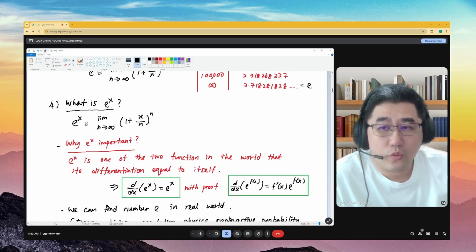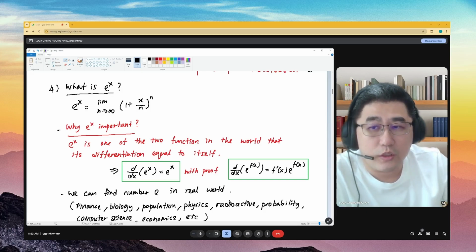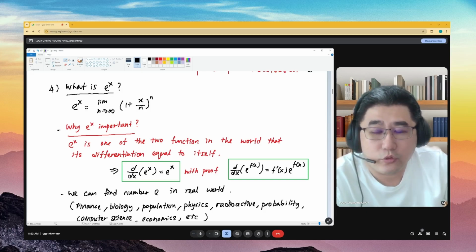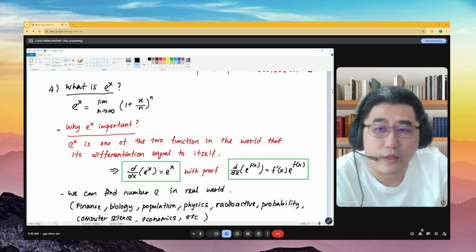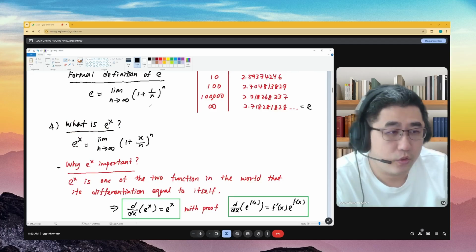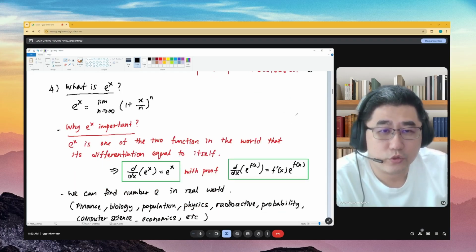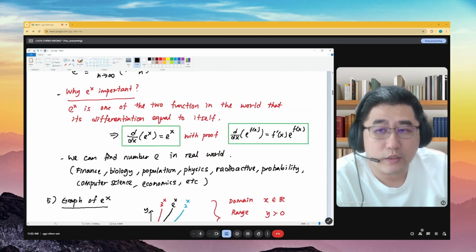So what is E^x? E^x will be the limit as n goes to infinity of (1 + x/n) to the power of n. Compared to what we have above, you can see the 1 here changes into x, and the 1 here changes into x.